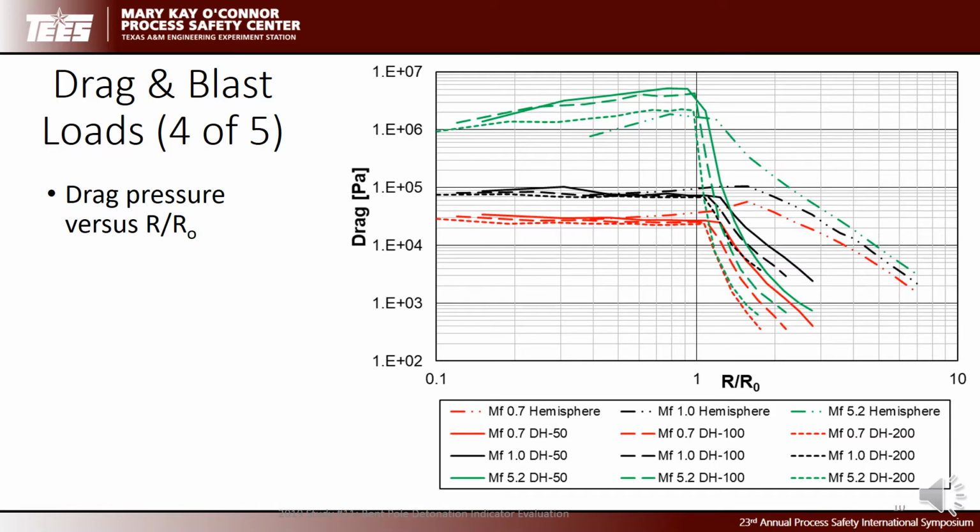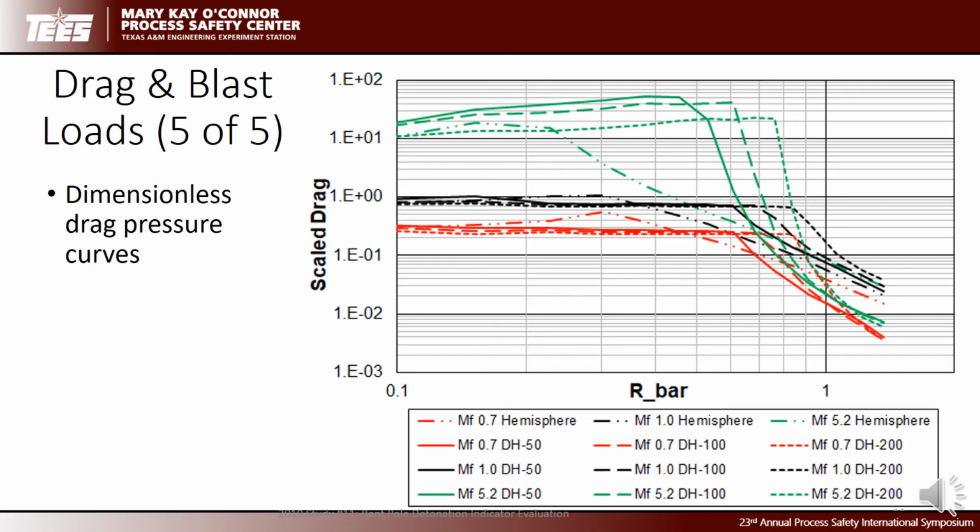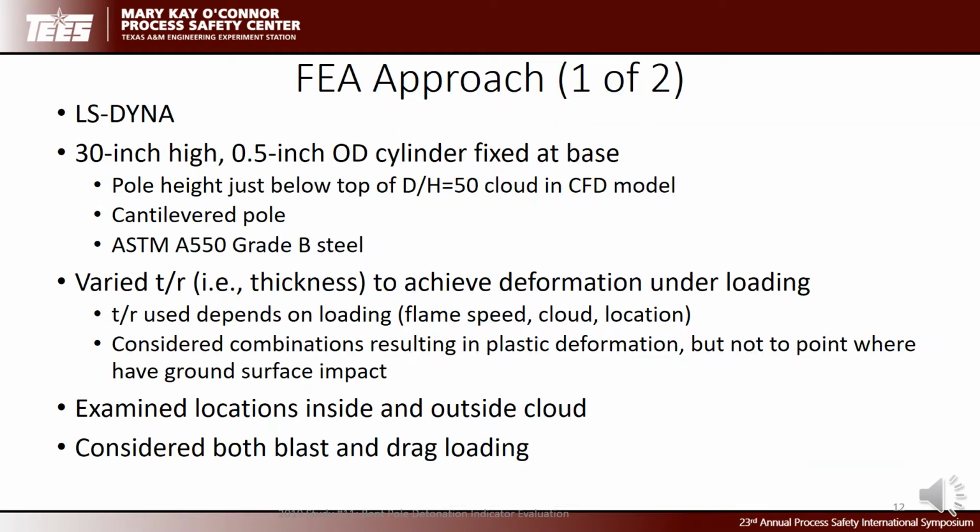Now, if we look at this in dimensional terms, again, R-bar scaled standoff distance for scaled drag, the curves begin to collapse a little tighter. Again, Mach 0.7 in red, Mach 1 in black, and Mach 5.2 in green. And the curve dropping off faster here is our spherical drag load, but we start to get a coalescence of these loads when we plot them in dimensional space out a bit past R-bar of 1. Now again, in the FEA analysis, we're using the actual drag and blast pressure history and not these non-dimensional curves. This is more a way just to represent the results of the CFD analysis.